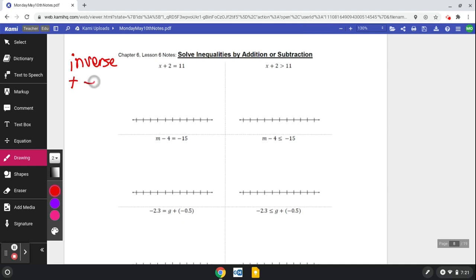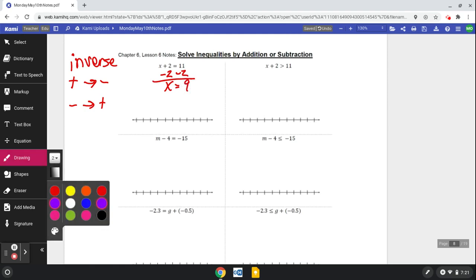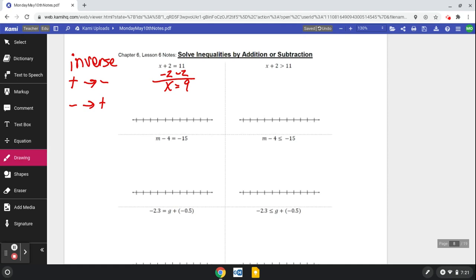What's the opposite of adding? You subtract. What's the opposite of subtraction? You add. Then make sure you follow the integer rules. Okay, so if I gotta subtract 2 on both sides, we get x equals 9, right? Then if I wanted to check my work, I ask: is 9 plus 2 equal to 11? Yes, 11 equals 11. Remember checking that work?